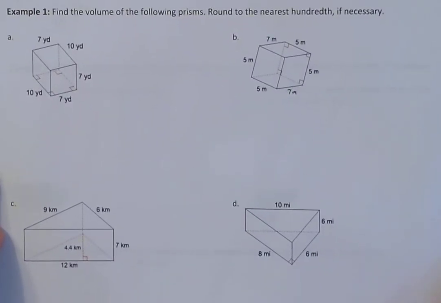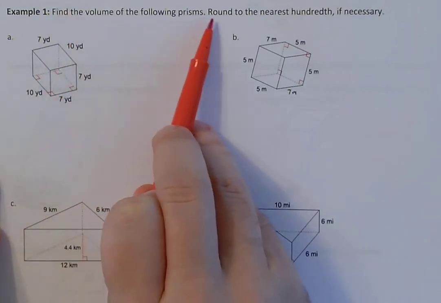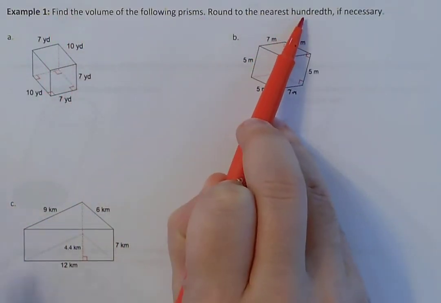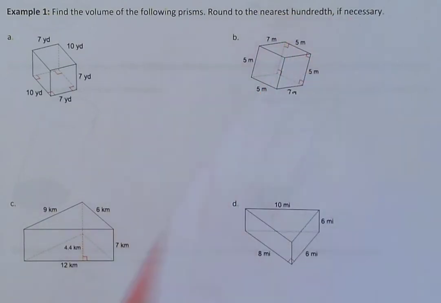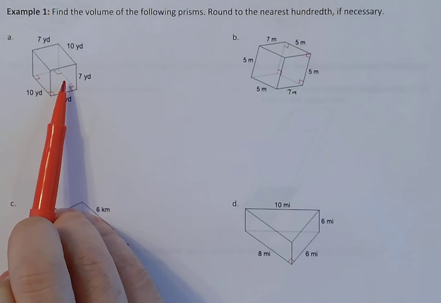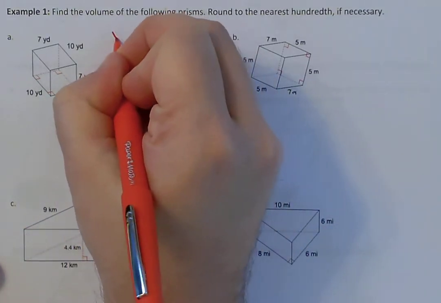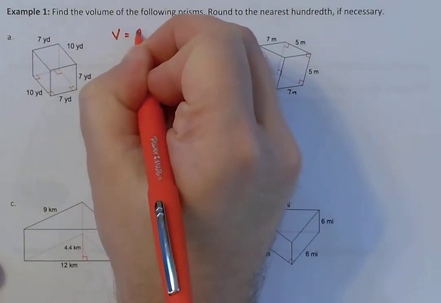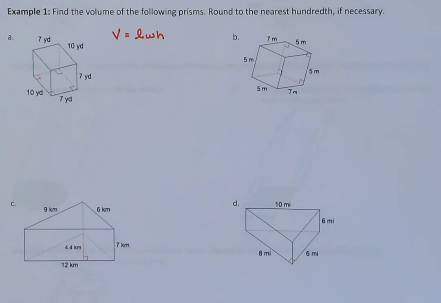All right, example 1 is going to ask us, find the volume of the following prisms, round to the nearest hundredth, so that's 2 decimal places if necessary. All right, now for example 1, part A, we have a rectangular prism. So to find the volume of a rectangular prism, it's V equals LWH. Length times width times height.